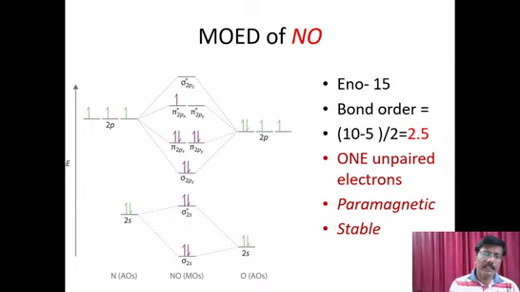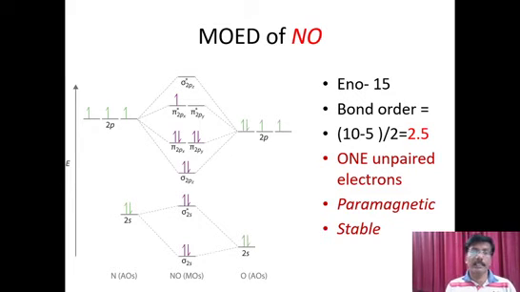The difference here is in 2p, nitrogen is having 3 electrons, whereas in oxygen it is 4. That means left side 3 electrons, right side 4 electrons. So total is 7. So out of 7, 3 bonding molecular orbitals are completely filled by 6 electrons. So there is 1 electron remaining, which is occupying into pi star. Okay, that is antibonding molecular orbital. So in antibonding molecular orbital, there is 1 unpaired electron.